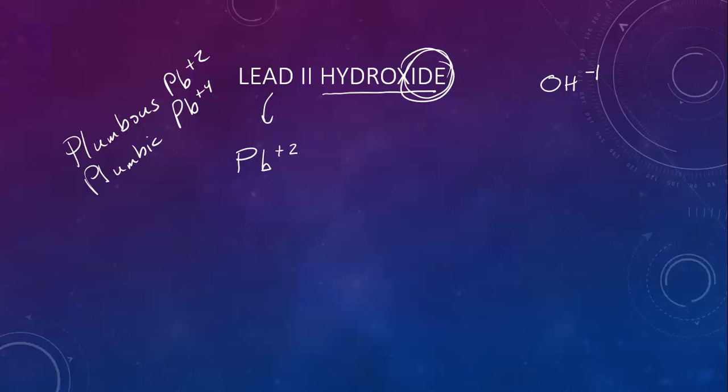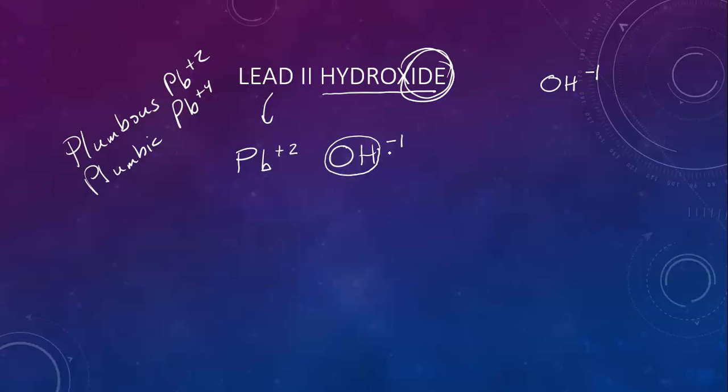I know it ends in IDE, but it is not an element. If you look on the back of the periodic table, you're going to find it there in your list of polyatomic ions. It is -1. OH, -1. Alright, so what you need to remember is to treat it as if it's one entity. So it's not H minus 1. It's not O minus 1. It is OH minus 1.